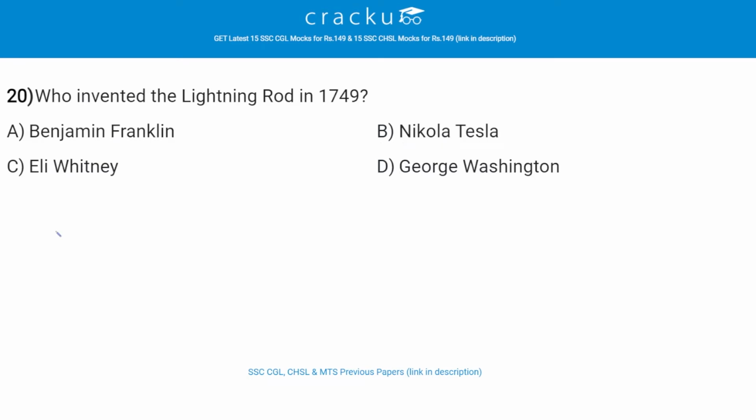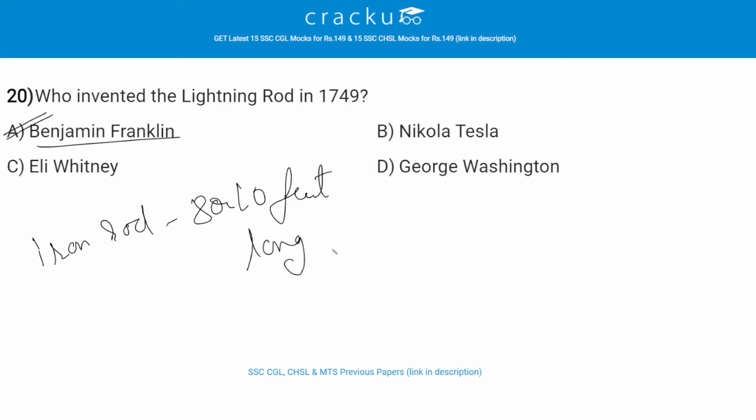Who invented the lightning rod in 1749? The correct answer is A, that is Benjamin Franklin. So Franklin began to think about protecting people, buildings and other structures from lightning, and this grew into his idea for the lightning rod. Franklin described an iron rod about 8 or 10 feet long that was sharpened to a point at the end.